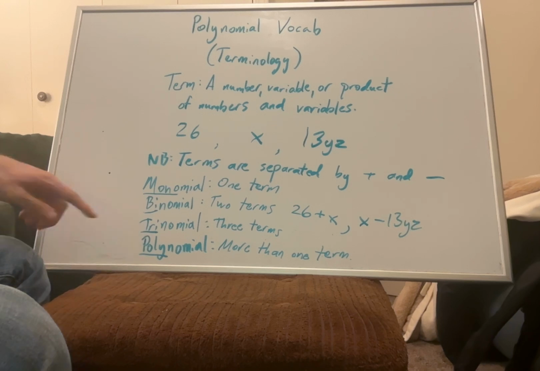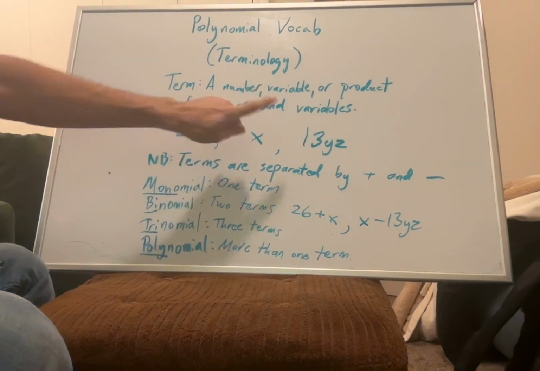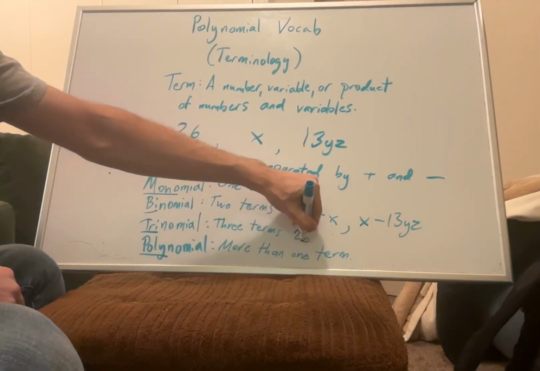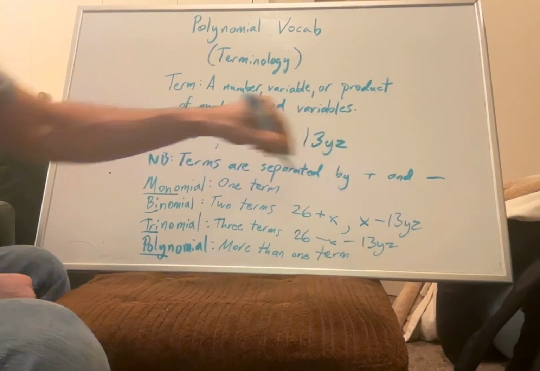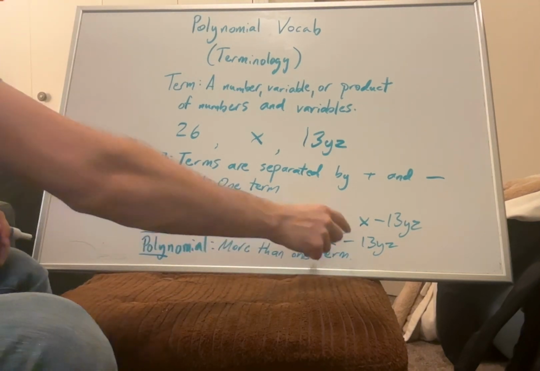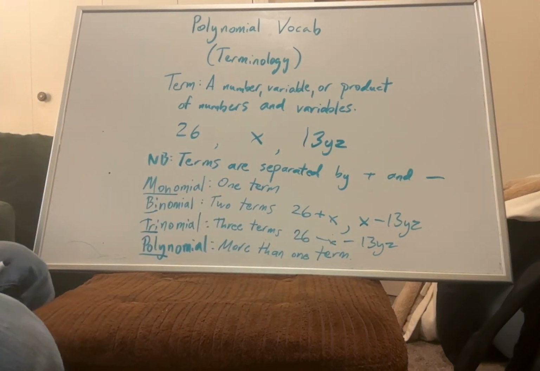Now let's consider a trinomial, like a tricycle or a triceratops. A trinomial is going to have three terms. So if I wanted to combine all of these with pluses and minuses, if I said 26 minus x minus 13yz, now notice I have three terms. They're individually separated by pluses and minuses. So this would be considered an example of a trinomial.